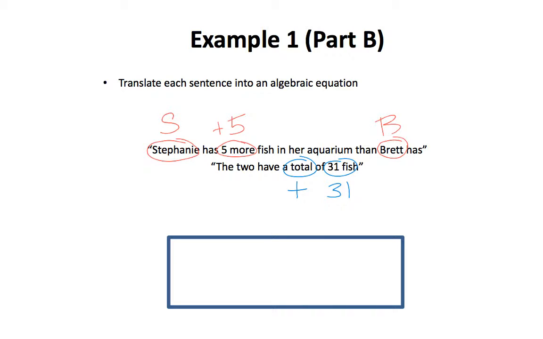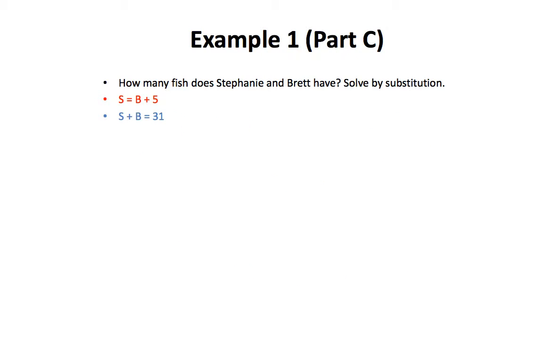Let's translate the first sentence into an algebraic equation. So the number of fish that Stephanie has is equal to Brett, except that she has 5 more fish. So S is equal to B plus 5. In our second sentence, we know that the two have a total of 31 fish. So if I take the amount of fish that Stephanie has and add it to the amount that Brett has, that should be equal to 31.